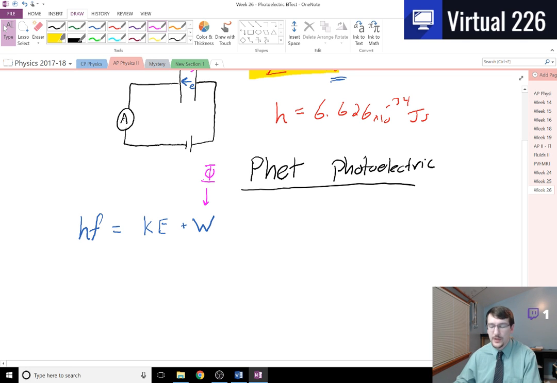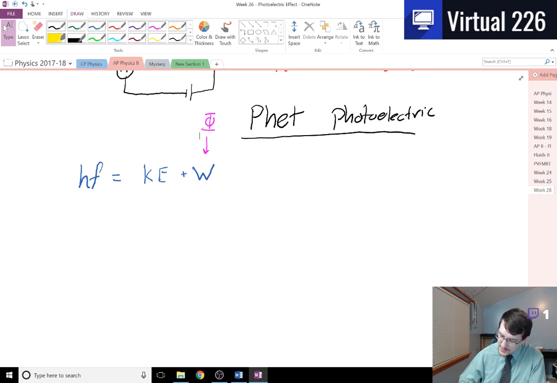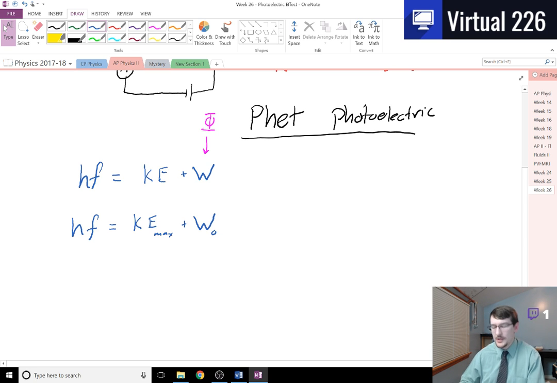So be careful about that if you get confused there. It's just the photoelectric effect. But what we can actually do with this is take it one step further, and we can say that hf here is equal to some kinetic energy max plus some W naught. And this W naught is the work function minimum.